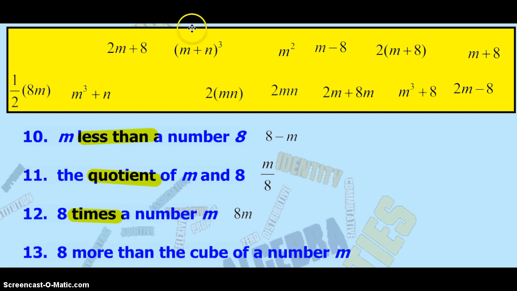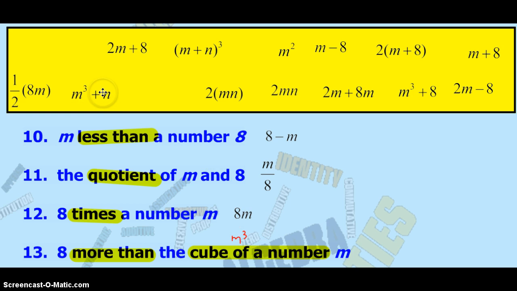And then the last one is a little bit more tricky. We have 8 more than, so that means that we're going to be adding something. But here's where it gets tricky. We have more than one thing: the cube of a number. And we know that the cube of a number means that we take that number and we raise it to the power of 3. So we're looking for one that says 8 plus m with a power of 3.